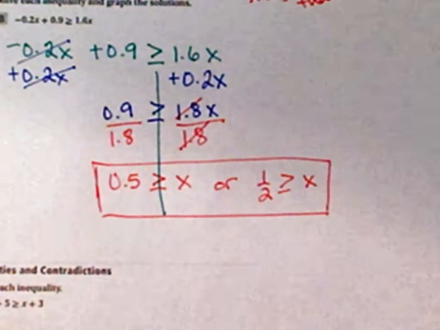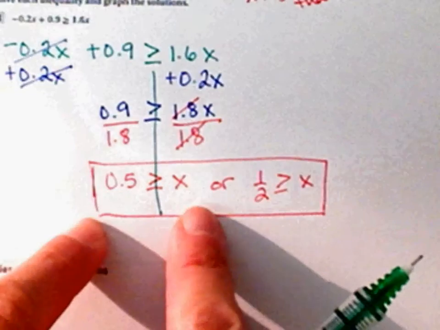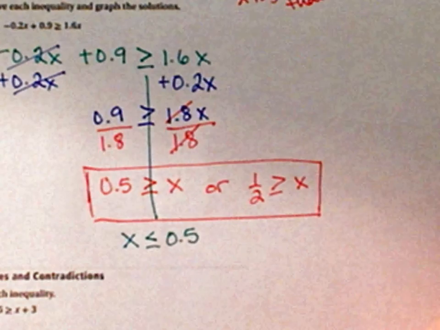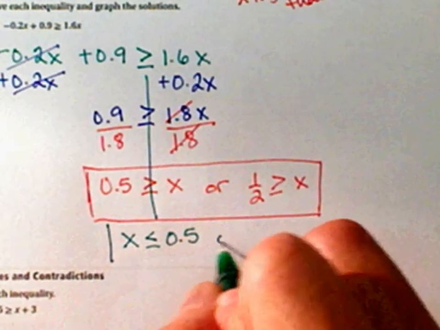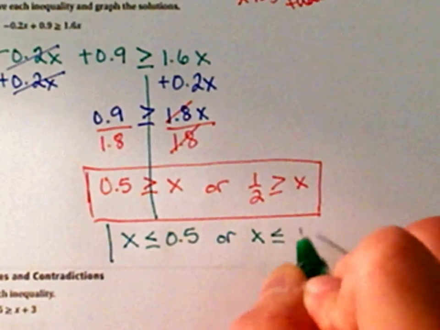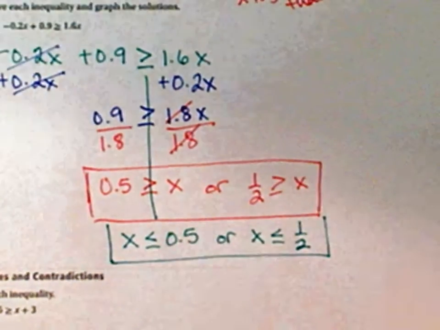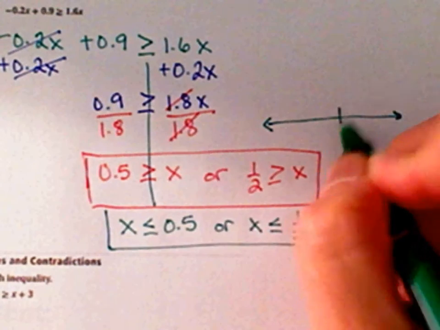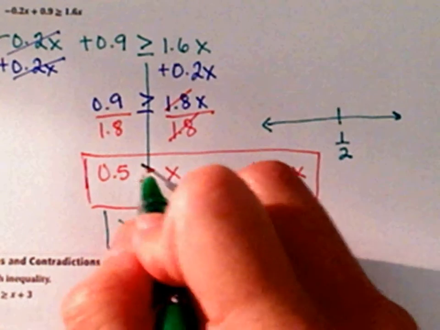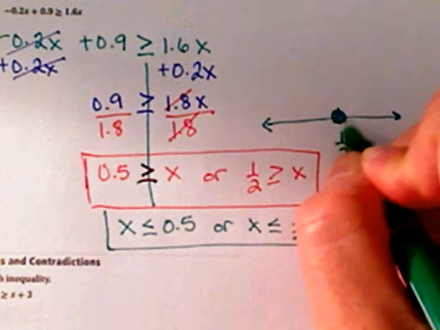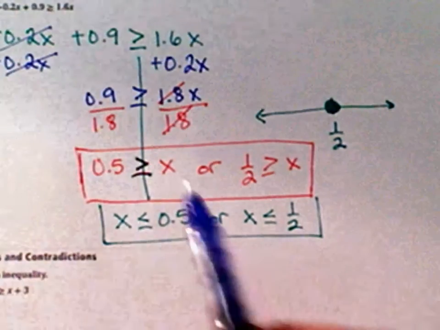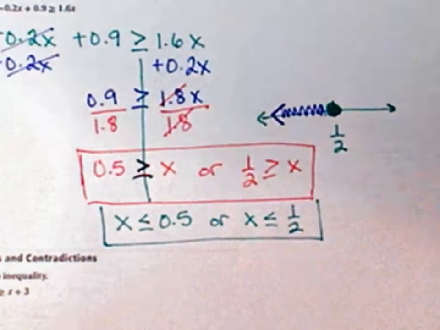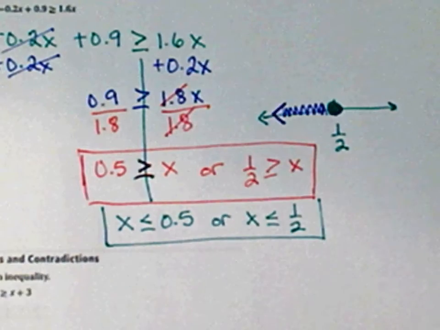Now, you can switch this around. If you switch, this will be x is less than or equal to 0.5, or x is less than or equal to 1/2. Same answer. Let's go ahead and graph. 1/2. See how it has an equal? Closed. So let's read. x is less than or equal to is to the left. And there you have example B.